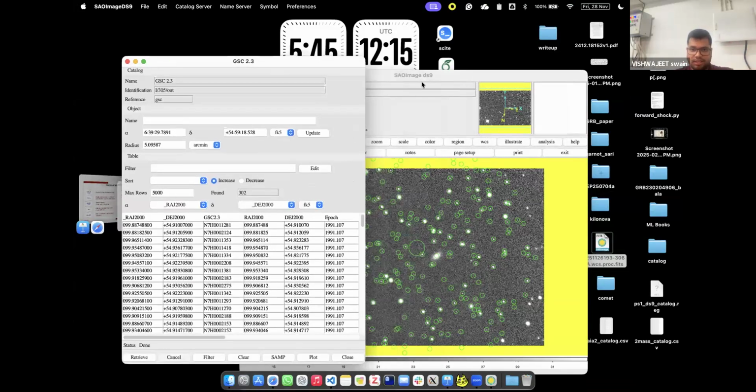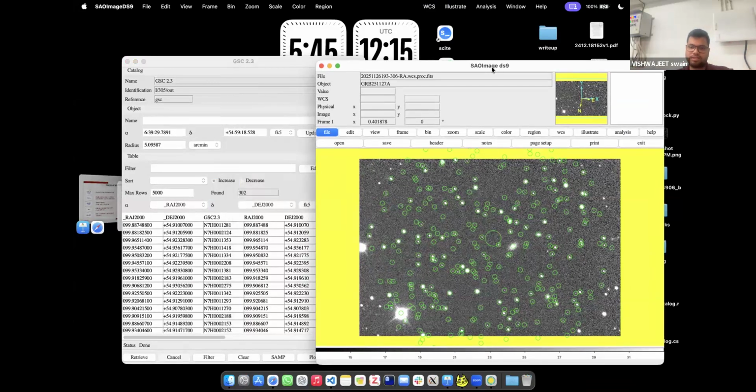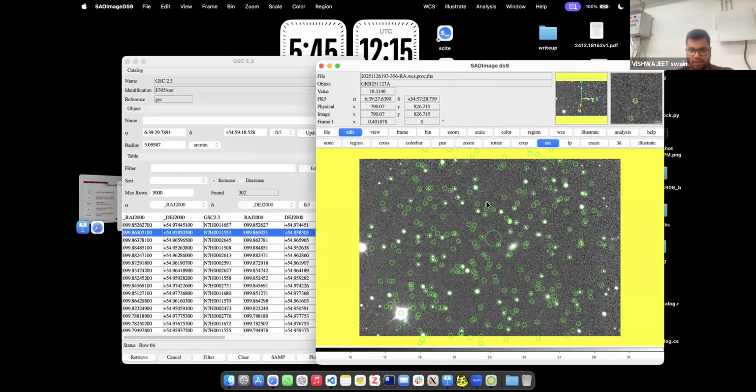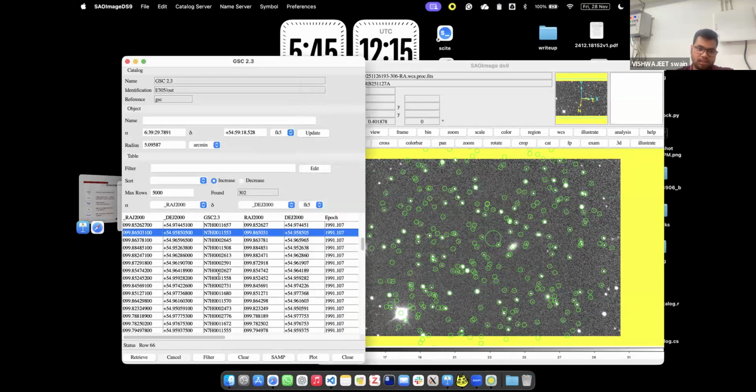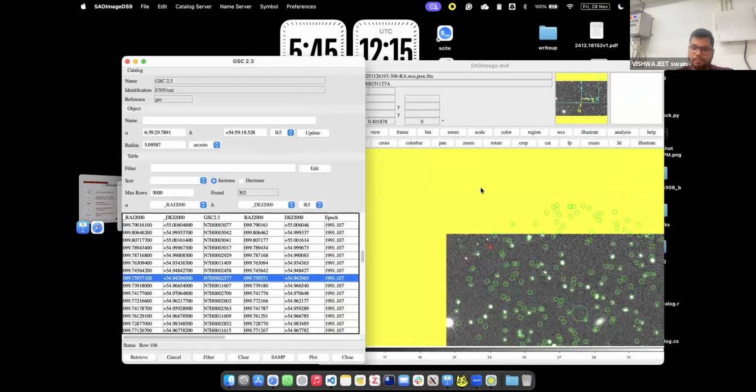And then here you can see that since this image is solved into the world coordinate system, it automatically aligns each circle over the sources. And again, I mentioned yesterday that you can select the cat option here in the edit, and whichever source you click, you can see it in the table, and then you can do the opposite.